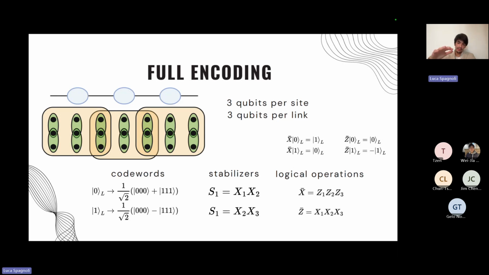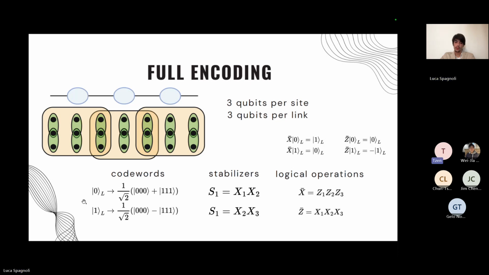On the next level, using logical operations, I can change the basis of the two logical operations I'm defining. Meaning that if I define the logical zero and logical one on the first layer, where I correct with these stabilizers, the logical state on the site could be 0 plus 1. So the sum of these two logical operations, of the two code words.